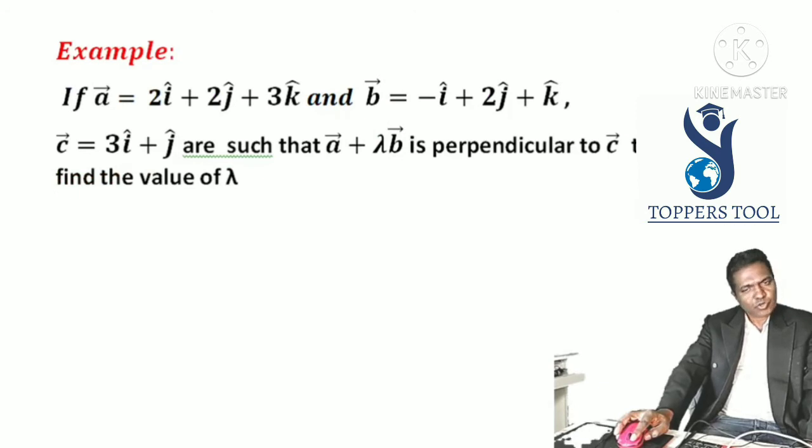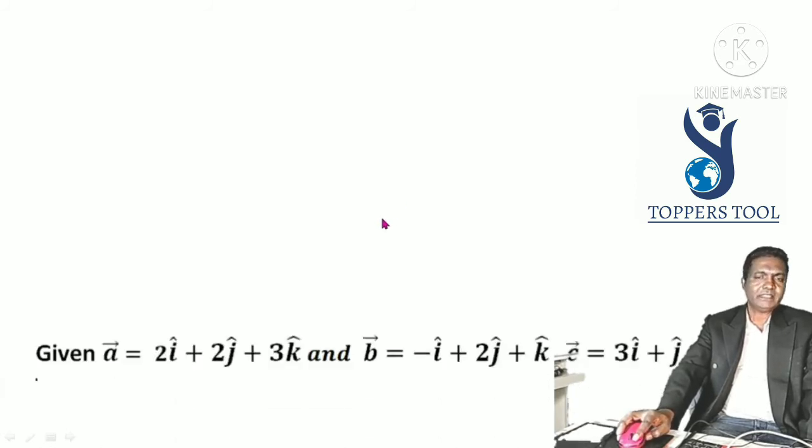So let's move. This is one more again from the textbook exercise. So if vector A is this and B is this and C is this, they are such that vector A plus lambda vector B is perpendicular to vector C, then find the value of lambda. Similar concept. So first you find this vector. So what is vector A plus lambda vector B?